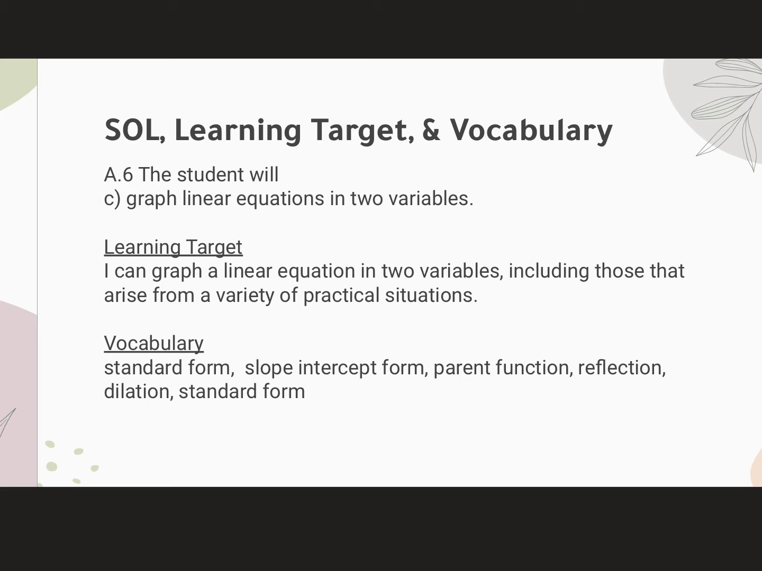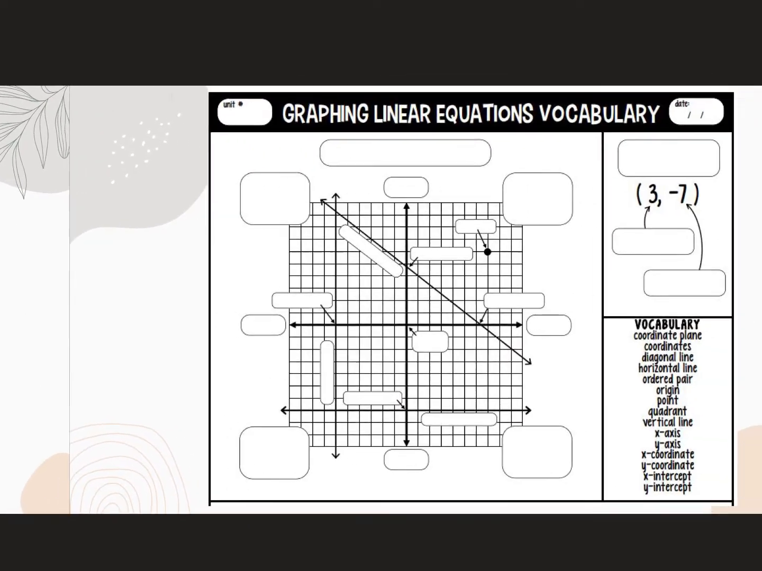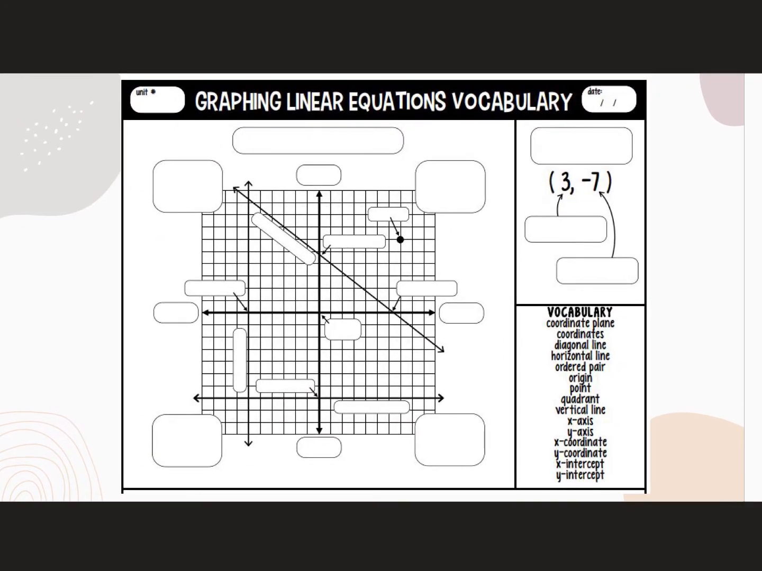Some vocabulary that is going to be new to us in this unit: parent function, reflection, and dilation, but that will come a bit later. All right, so before we get started into our lesson, let's do a review of some graphing vocabulary. This is vocabulary that you may have seen before in previous math classes, and some of it may be a little new to you. So the first thing we're going to do is looking at this grid here that is called the coordinate plane.